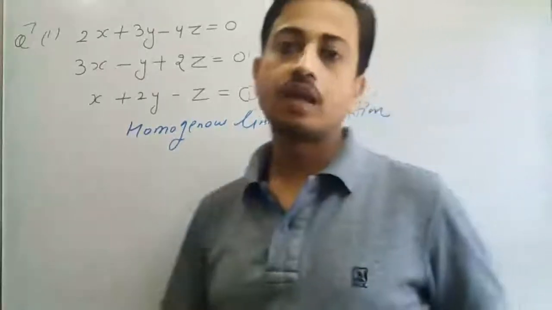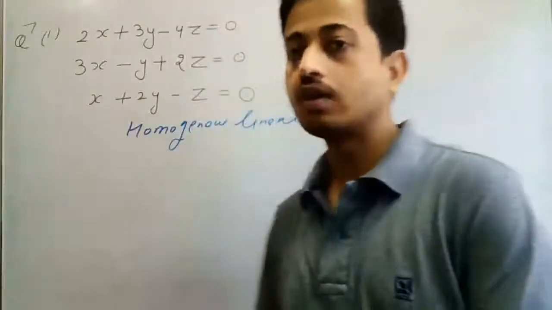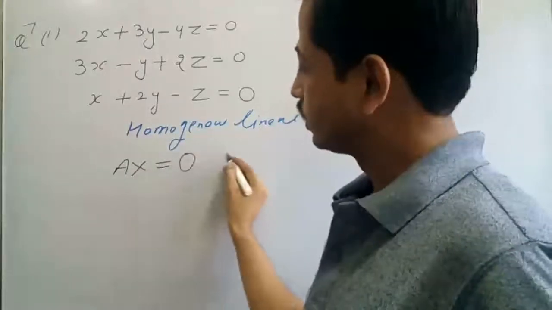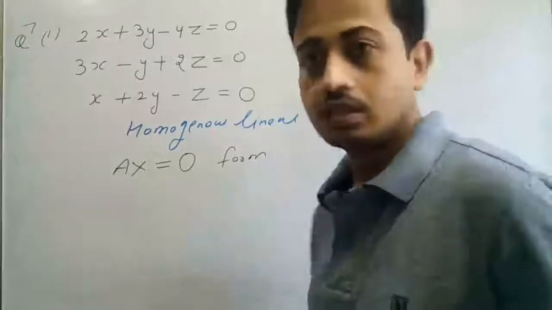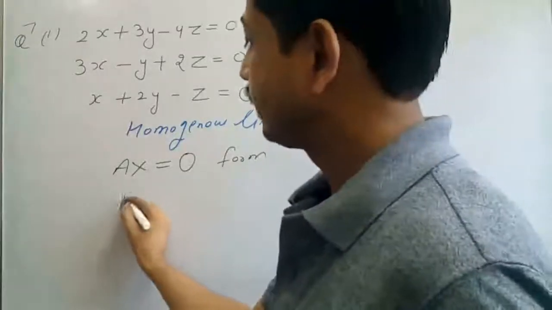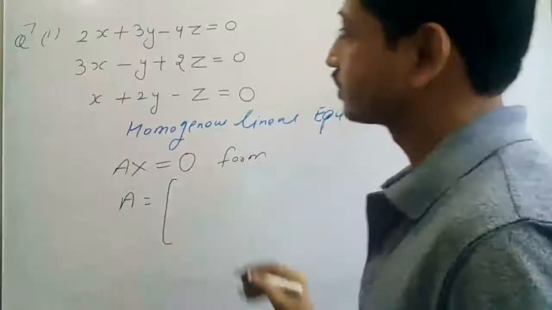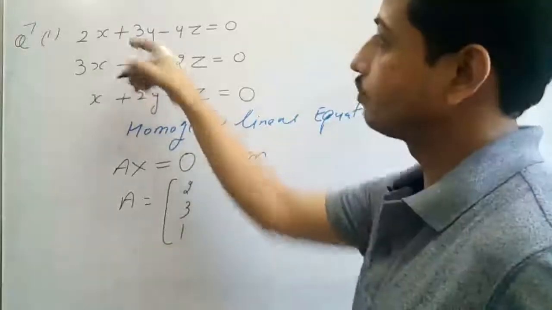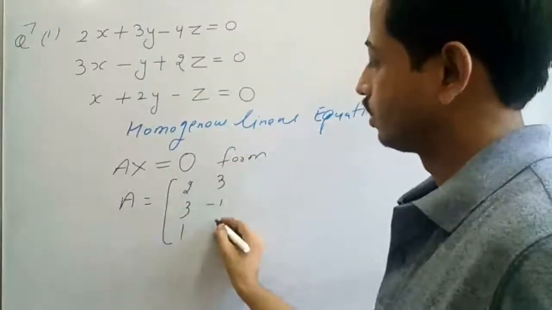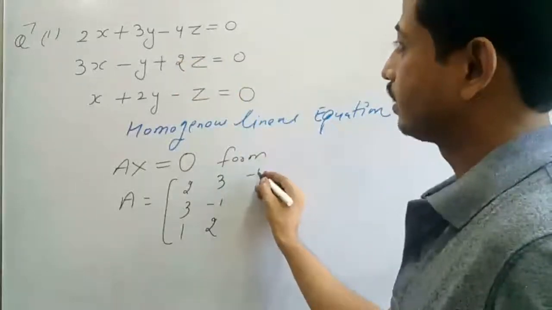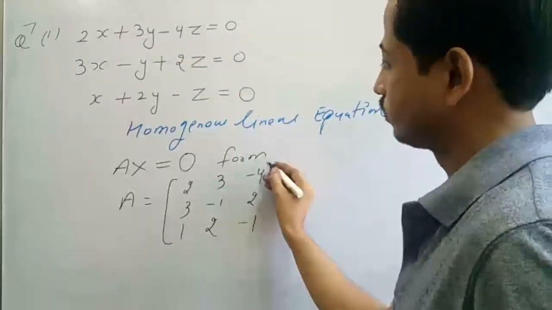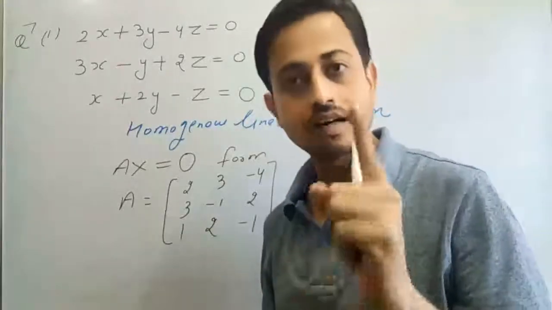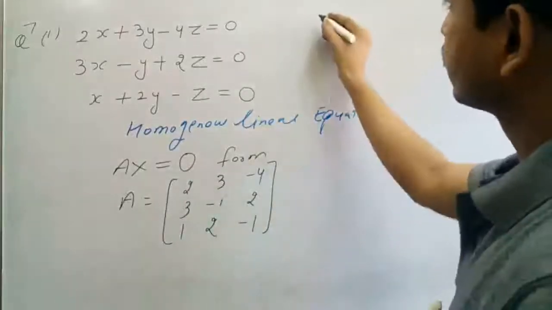So what we have to do? Apply the linear homogeneous equation method. Firstly, write this in terms of AX is equal to 0 form, and what is A? A is the coefficient matrix. What's the coefficient of x? 2, 3, 1. The coefficient of y is 3, minus 1, 2, and the coefficient of z is minus 4, 2, and minus 1. Now what we have to do? Find out or check the determinant of A. So I am doing the determinant of A.